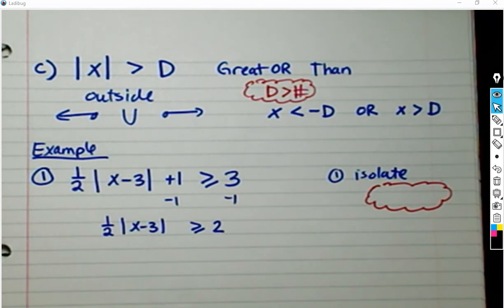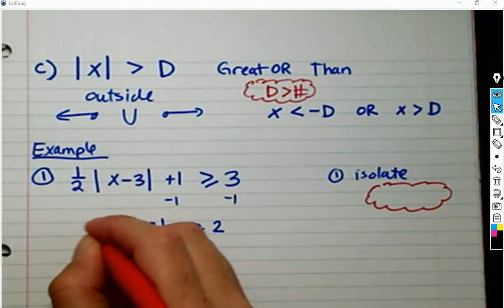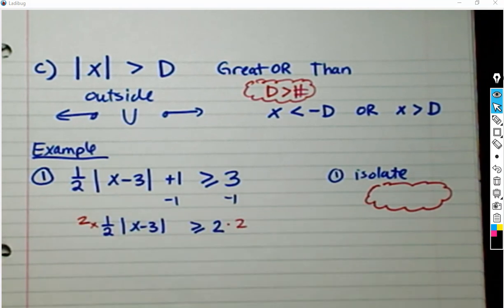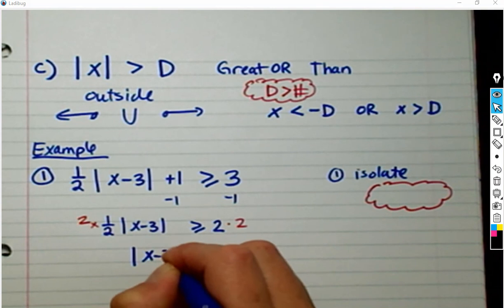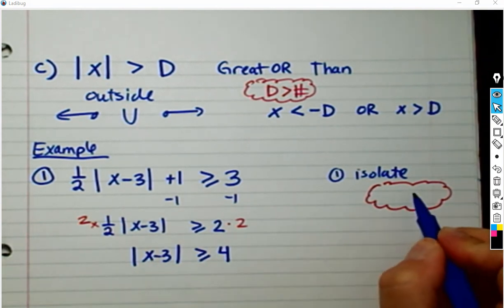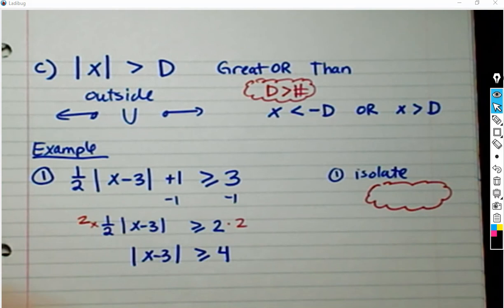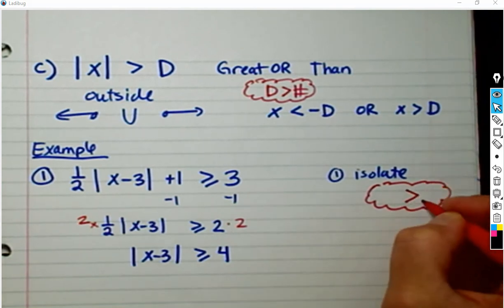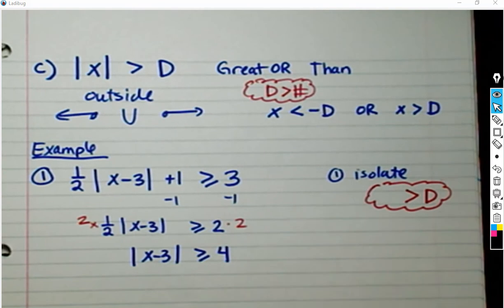Okay, so here, I'm gonna times both sides by 2, right? I guess this is right. Okay, can my distance be more than 4? Yes, it can be more than 4.